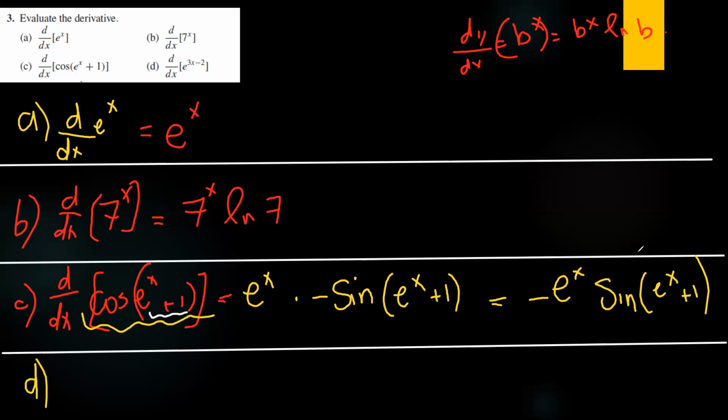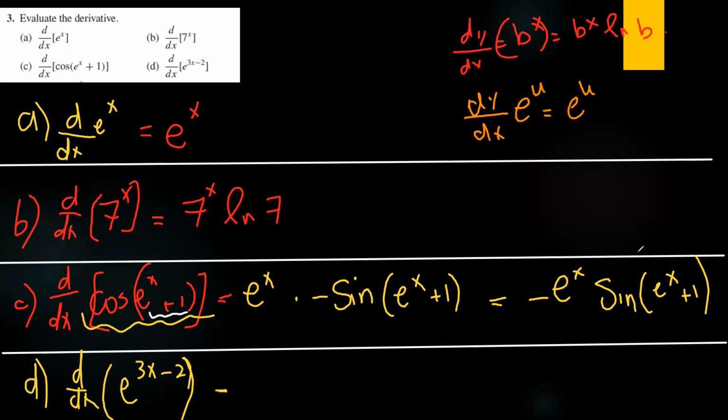And the last one here, the derivative for e to the power 3x minus 2. Let's remind you here now that the derivative of e to the power u is e to the power u times du over dx. So it is e to the power 3x minus 2 times du, which is 3. So the answer is 3 e to the power 3x minus 2. Is it clear? Yes, teacher.